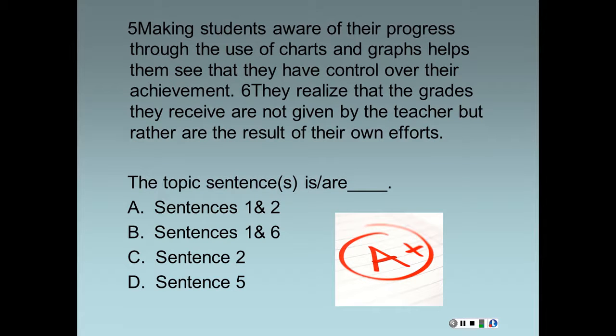Which sentence or sentences did you choose? The correct choice is B. Sentences 1 and 6 both state the main idea of the passage. In sentence 1, the author states, "Building expectations for student success means encouraging students to see that success can be reached through their own efforts."